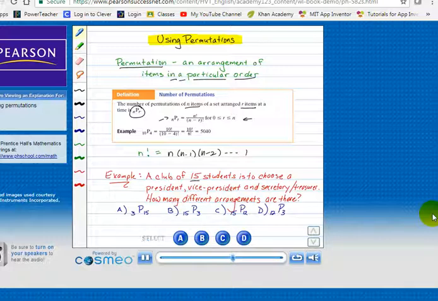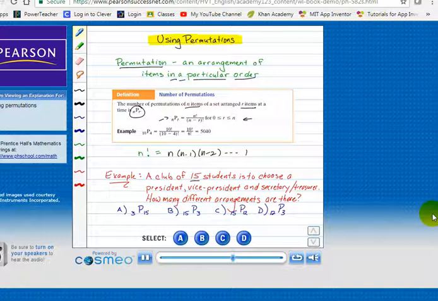Okay, so now we're talking about not just the total number. We're choosing something out of that number in a particular order. So, the number of permutations of n items arranged r items at a time. They say they've got a club of 15 students to choose a president, a vice president, and a secretary treasurer. So how many total students are there? That's your n.